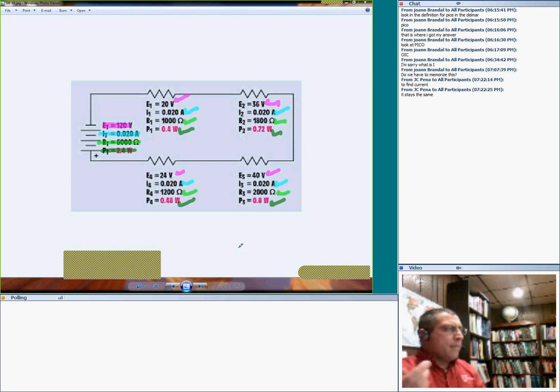Then the current is the same. Then from the current and resistor, we find the voltage, and from the voltage and the current, we find the power. Piece of cake. But the important thing, my friend, is to know where to start. Any question, my friends? Any question?